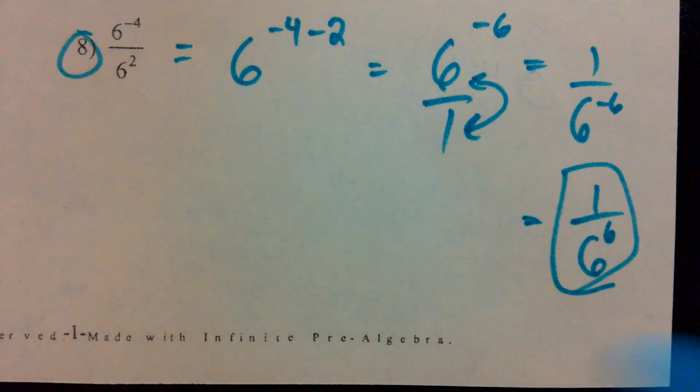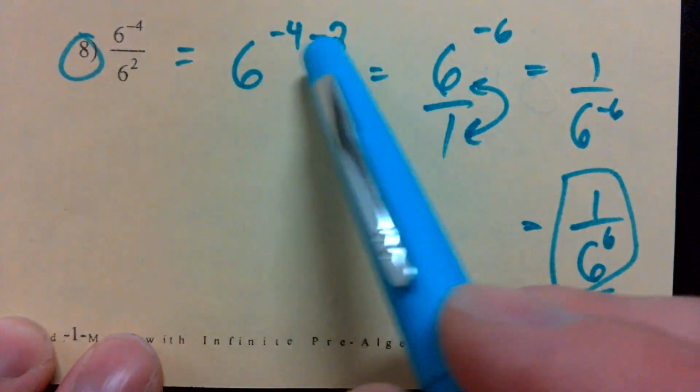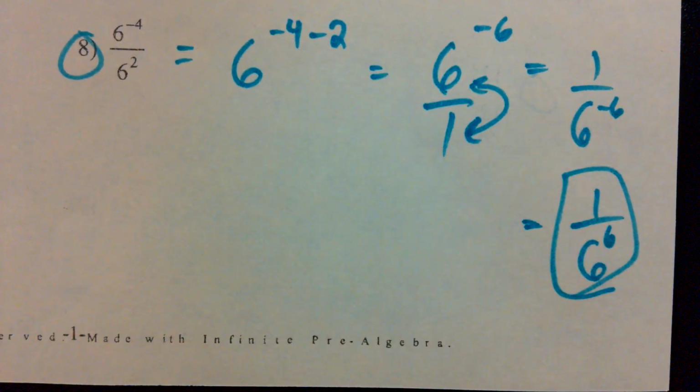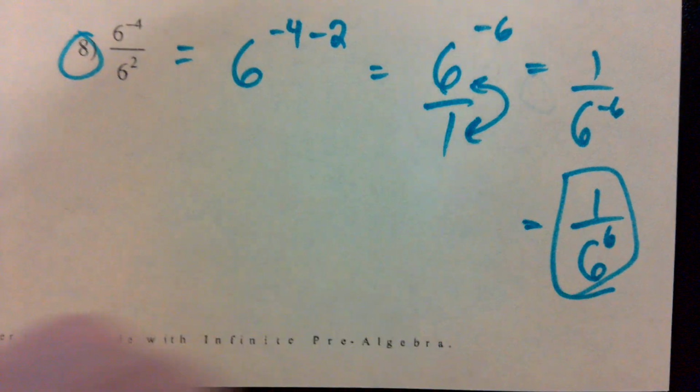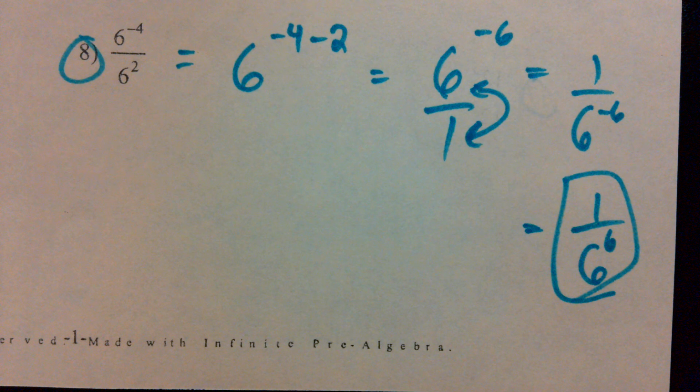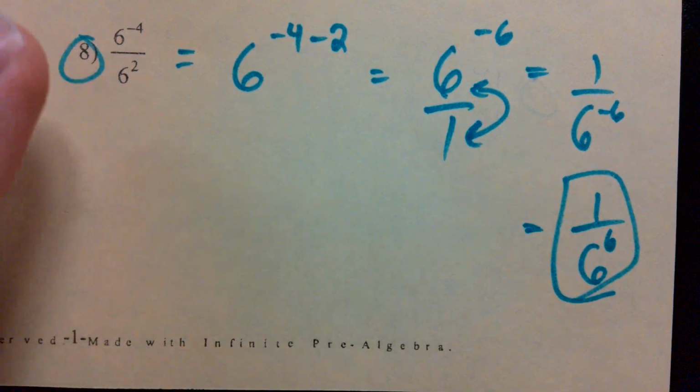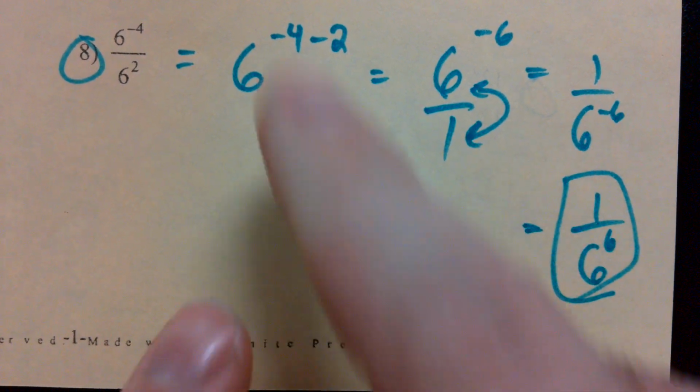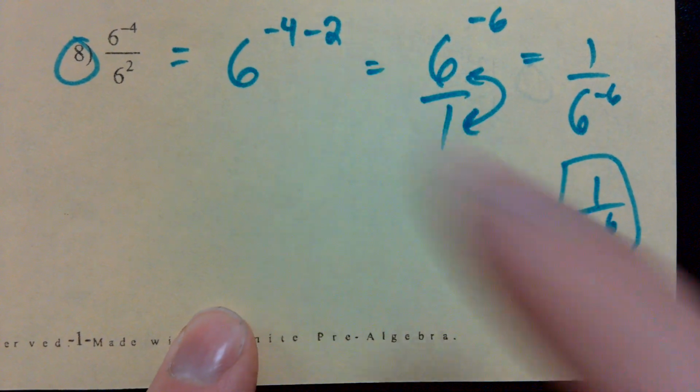Questions on how we did that? This one might be a little confusing because of the negatives, the 2 minus signs in there. But that's what we get. 1 over 6 to the power of 6. Right? If you start at negative 4, go to the left 2 spaces, that's 6.